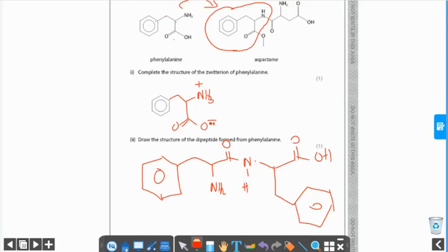Molecular formula of aspartame. We have to add all. There's a CH2 group here, CH, carbon, CH3 here, C, CH, CH2, C. And this whole thing is C6H5. So how many carbons? 14. How many hydrogens? 18. How many nitrogens, oxygens? For hydrogen, we have to be careful. We can easily miss the hydrogens. That's the most important part. So be careful of the hydrogens.